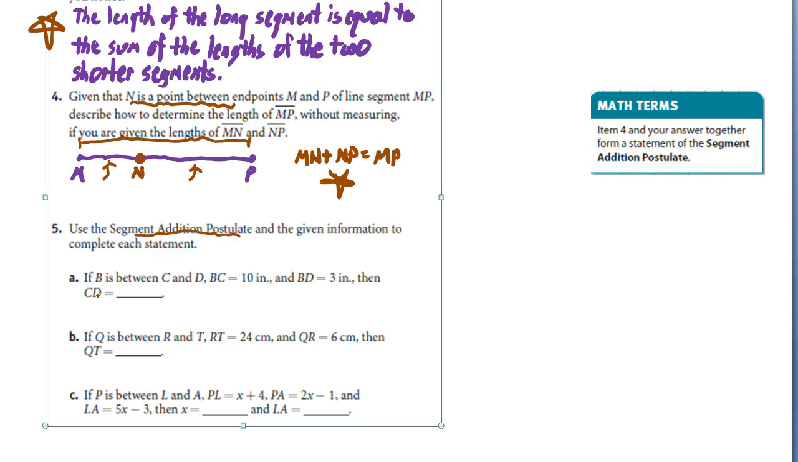So let's tackle these questions. Question A, if B is between C and D, to help us do this question, let's draw what this is describing.